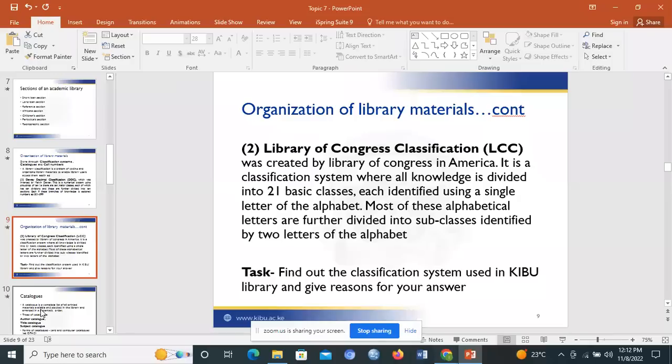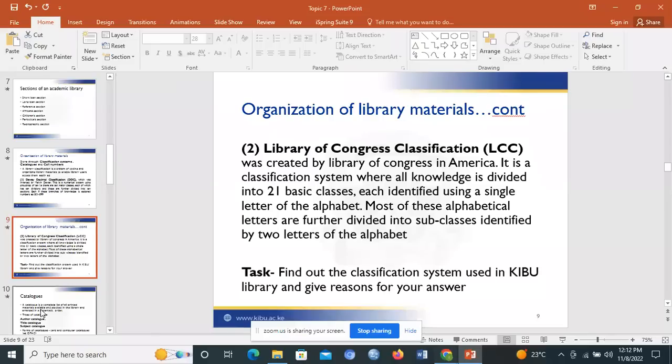You will do that by looking at the spine of the shelves. When you go to the library, at the top of the shelves, the spine of the shelf, you will find some numbering. It could be a numbering or it could be a lettering. So find out which one has been used and then come to the conclusion of why you think that is the classification used by Kibabi University Library. And you can do that with a friend, you can do that alone, but make sure that today you are able to establish which classification system is used by the Kibabi University Library.